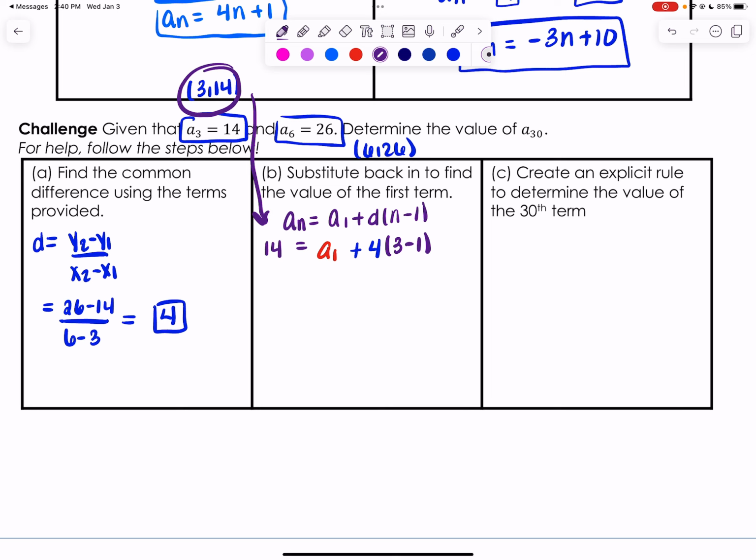And then I can simplify. When I do my simplifying, I get 14 equals a sub 1 plus, if I type this into my calculator, I should get 8. Now, how do I get rid of that plus 8? I subtract 8, and I get a sub 1 to be equal to 6. Now that I know my first term and my common difference, I can now find my 30th term.